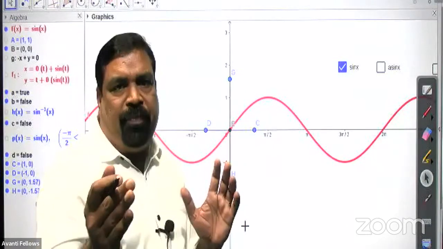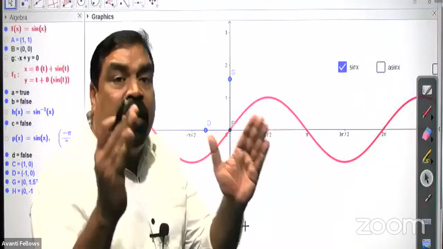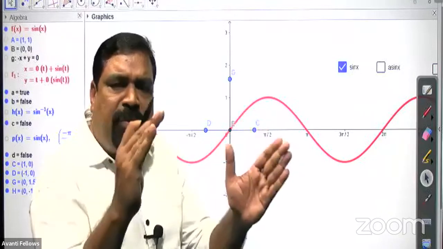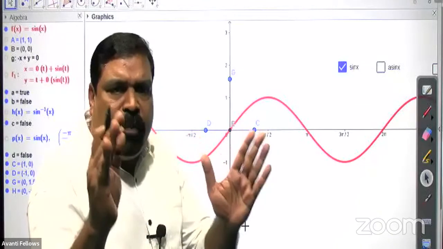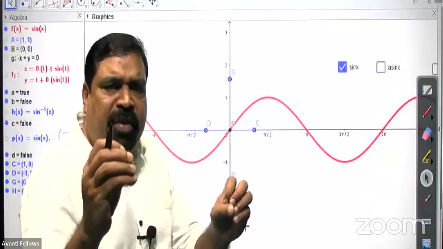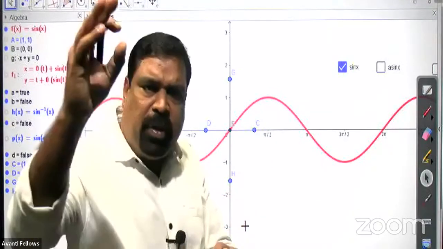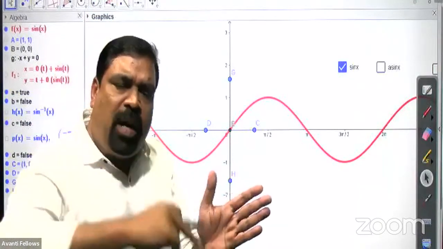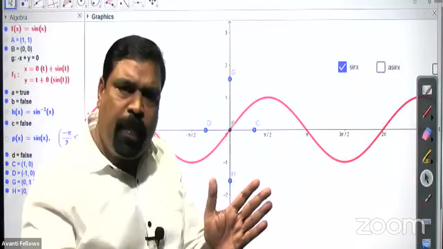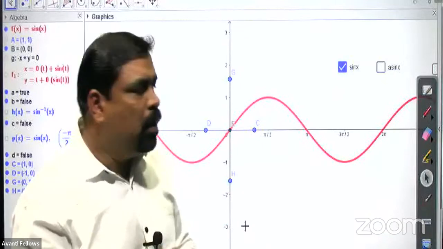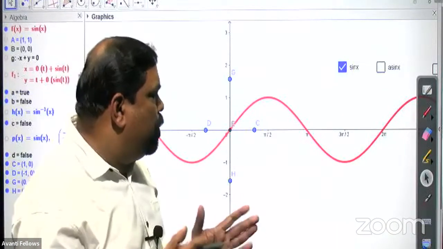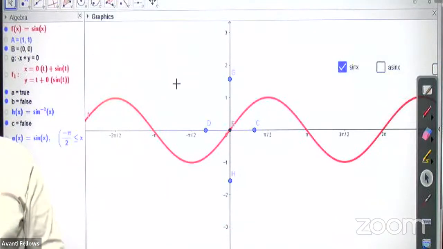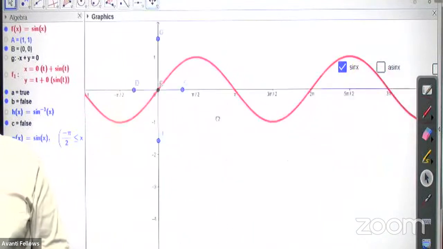we will restrict this function to a certain limited interval. But remember, the range is -1 to +1 only. That should be maintained. The value of the sine function always varies from -1 to +1. So we have to choose such an interval in which we get all the values of sin x, that is from -1 to +1. Clear? So we have to cut this domain into some special interval. So how to do it?